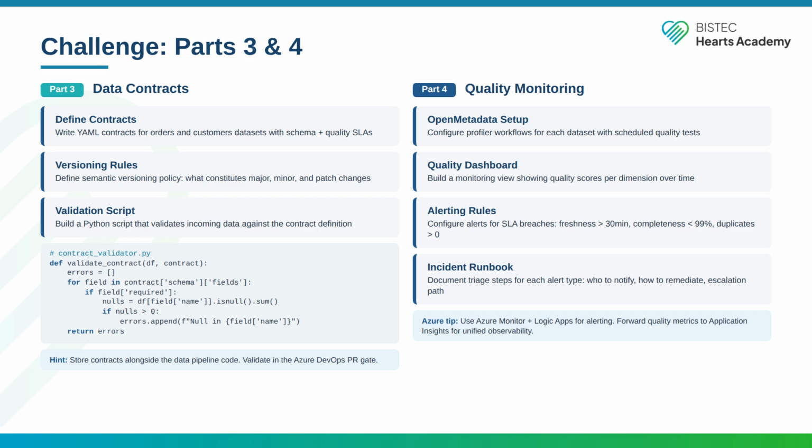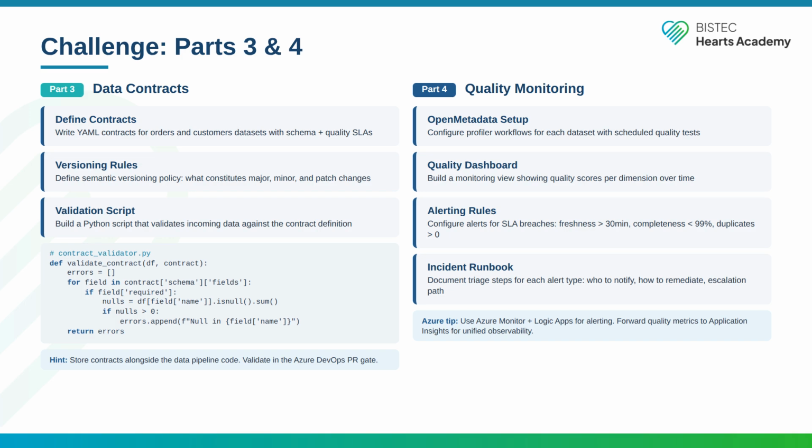Part 4, quality monitoring. Set up OpenMetadata profiler workflows for each dataset. Configure scheduled quality tests that run on a cadence. Build a monitoring view. This can be an OpenMetadata dashboard or a simple script that outputs quality scores per dimension over time. Configure alerting rules for SLA breaches. Freshness greater than 30 minutes, completeness below 99%, and any duplicates should all trigger alerts.